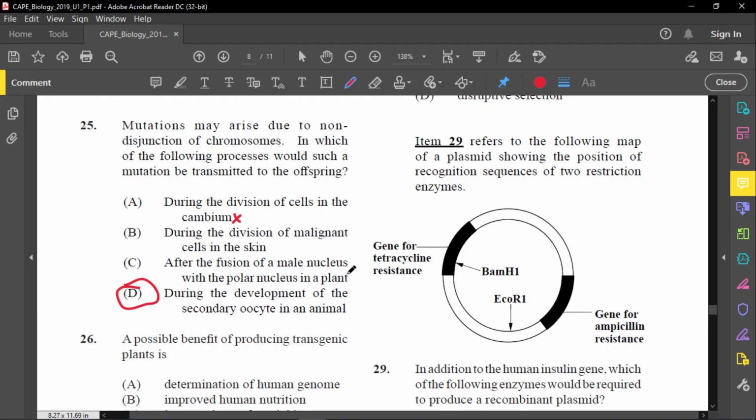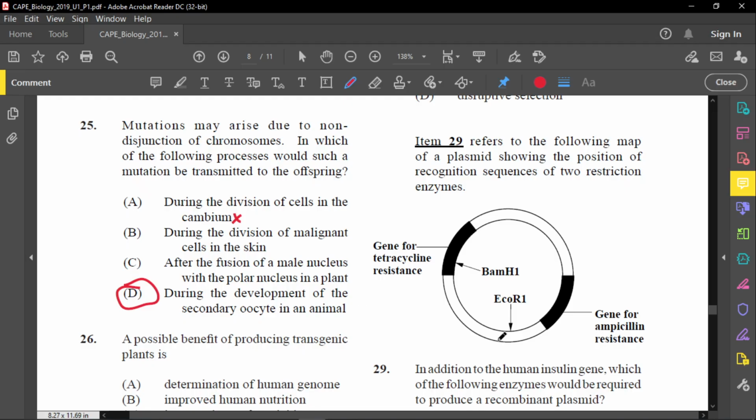And not after the fertilization process, because when fertilization takes place, it means you're assuming that you have the correct number of chromosomes in each of the gametes. But during the formation of the gamete itself, once the numbers are not correct and that gamete is fertilized, then the child will have that mutation.